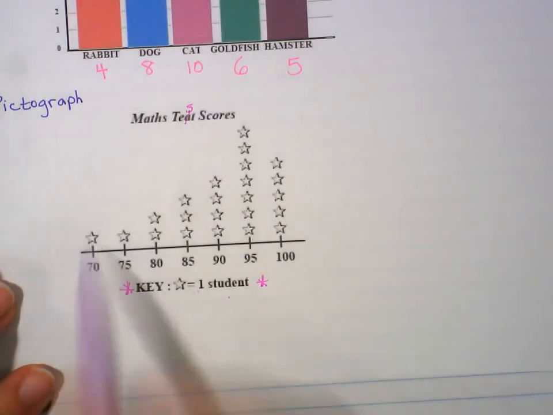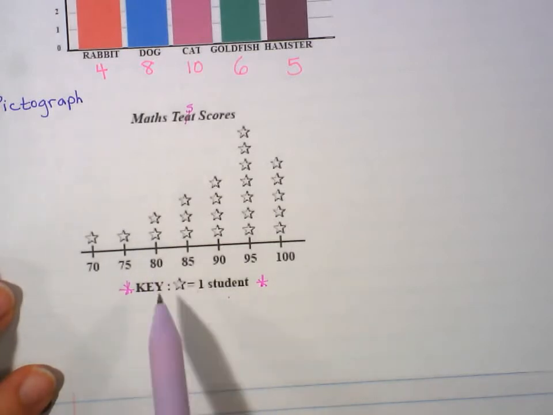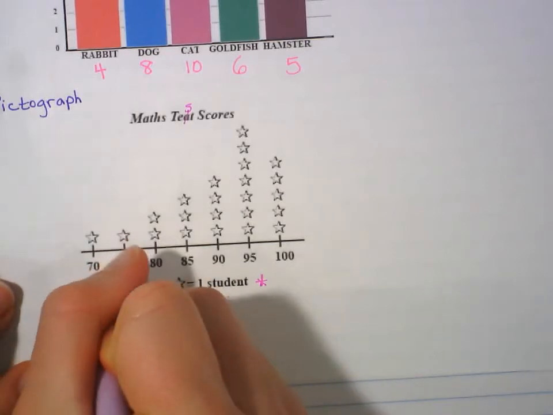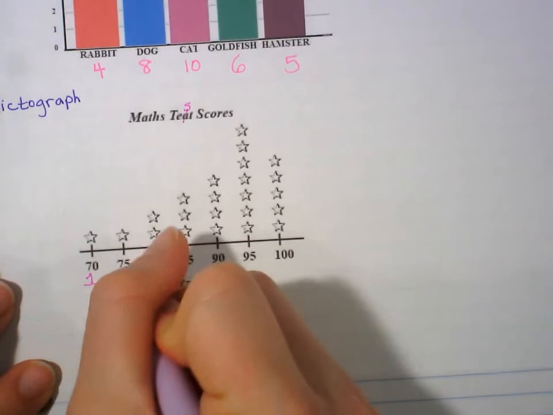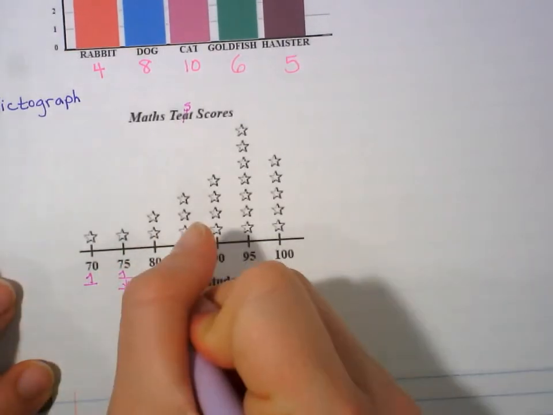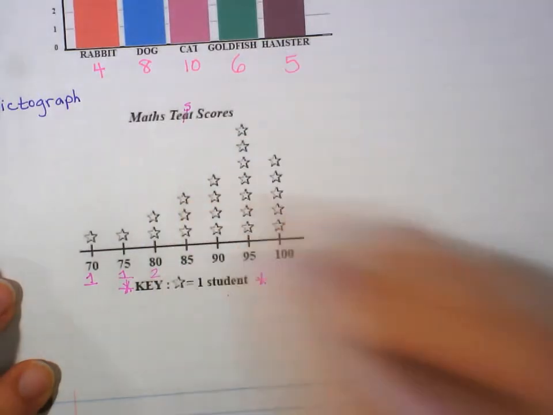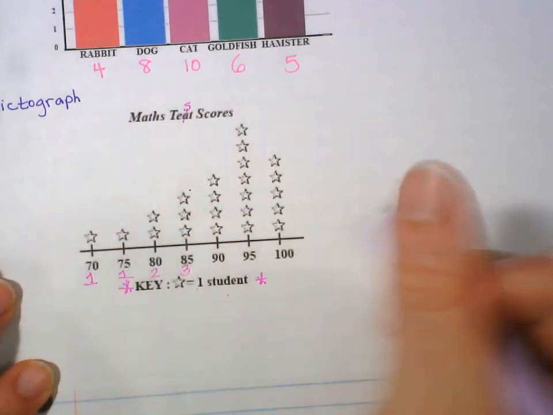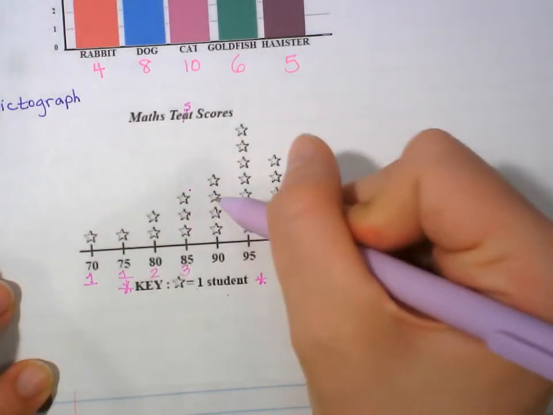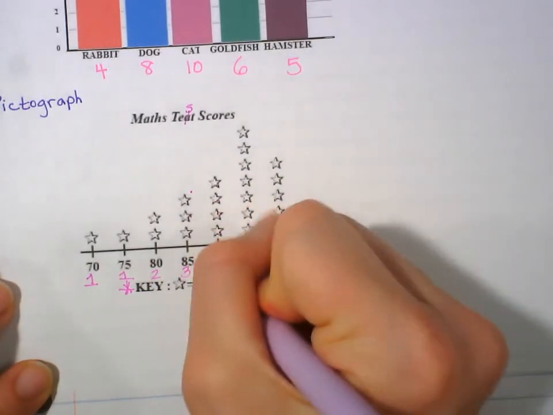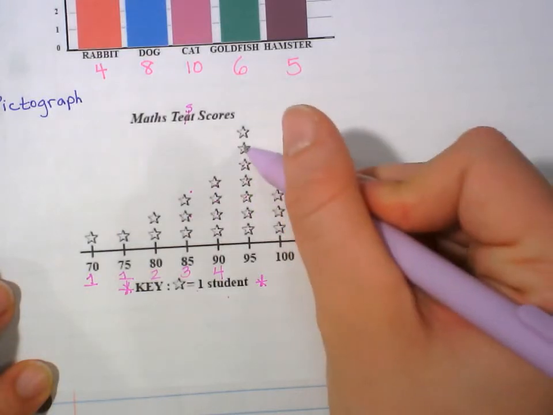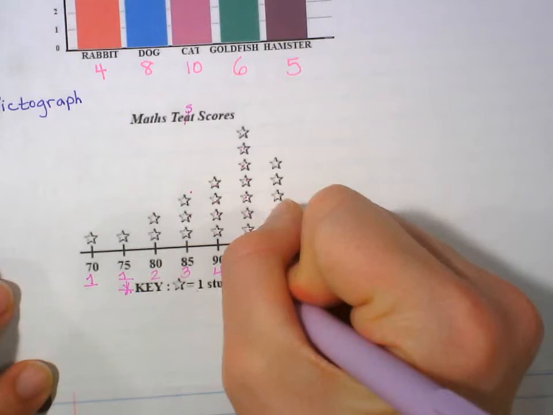So, 1 student scored a 70. 1 student scored 75. 2 students scored 80. So I'm going to put underneath each one how many scored it. 1 student scored a 70. 1 student scored a 75. 2, because there's 2 stars, scored an 80. 1, 2, 3 students scored 85. 1, 2, 3, 4 students scored a 90. 1, 2, 3, 4, 5, 6, 7 students scored a 95.